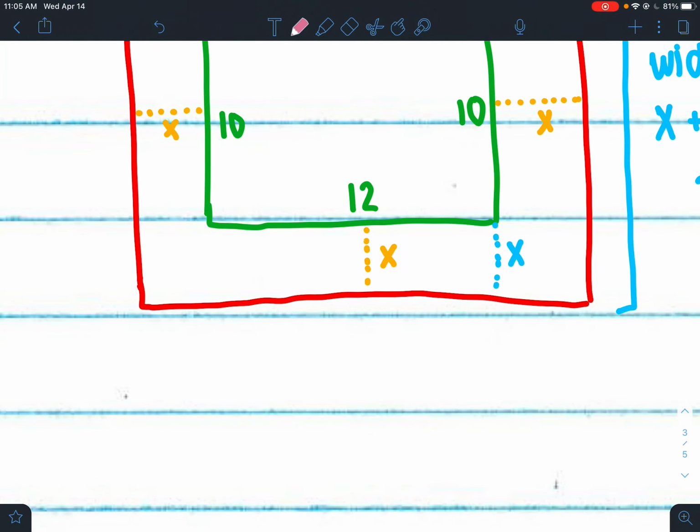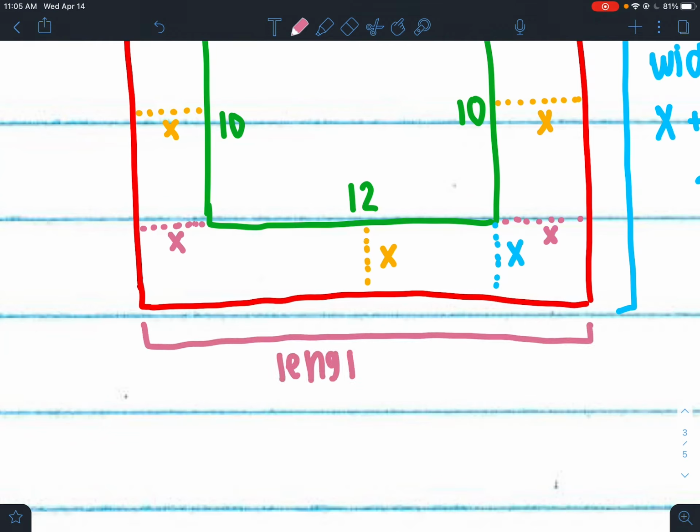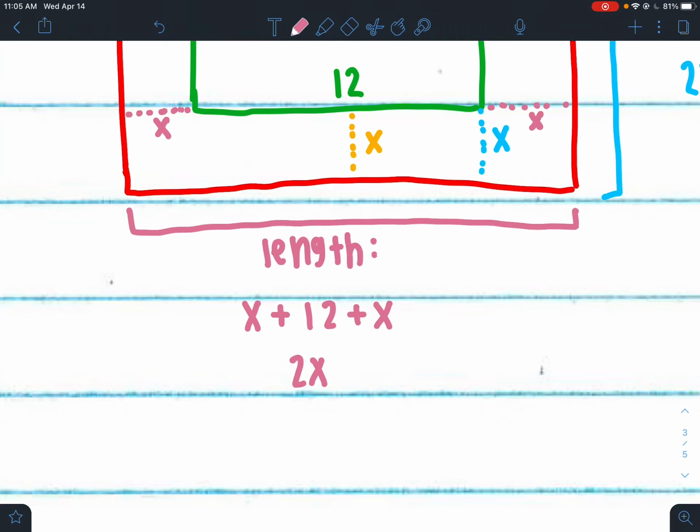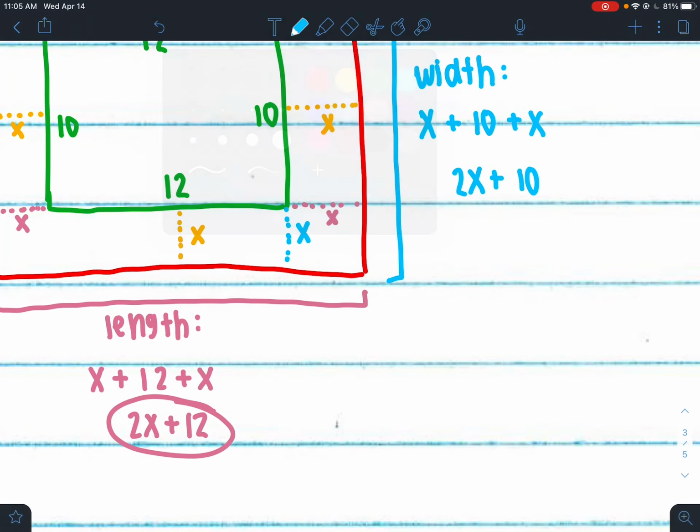We already know the length of the green rectangle. Well, we need to know this distance right here. That distance is also X because we don't know it, but we know it has to have uniform width all the way around. And we know that this distance over here is also X. So the entire measurement of the length down here is X plus 12 plus X, or in other words, if we combine like terms, 2X plus 12. Okay, so that's our length.